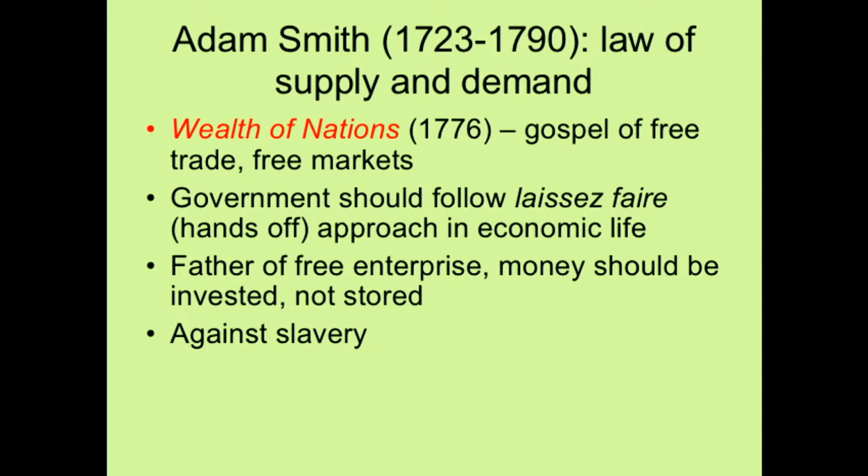And Adam Smith said that the good government, see, according to natural law, the good government should follow laissez-faire. See, it's a French phrase, laissez-faire, a hands-off approach in economic life.